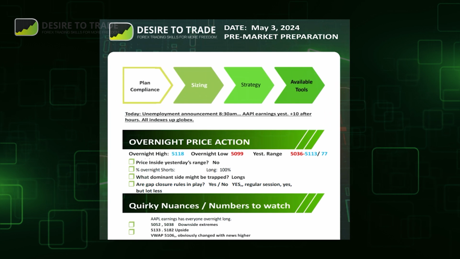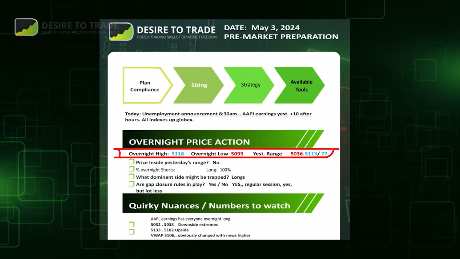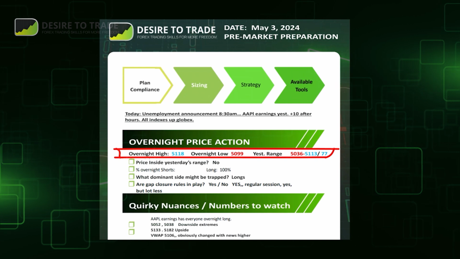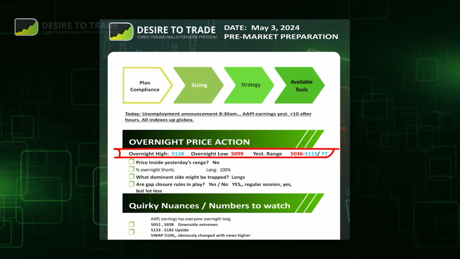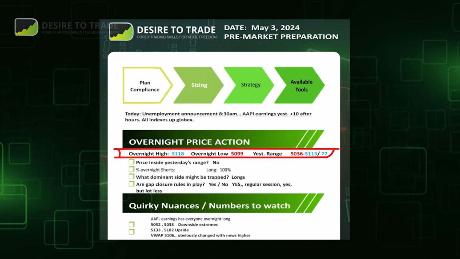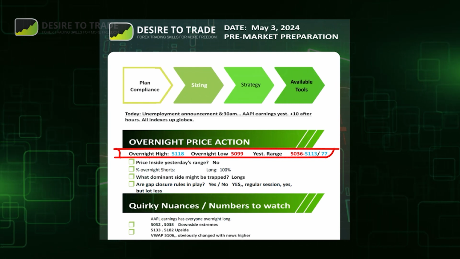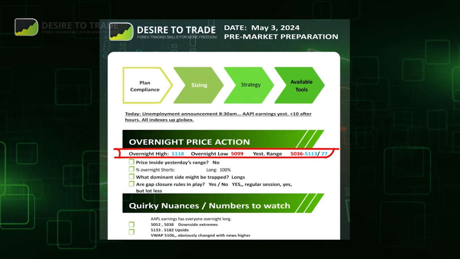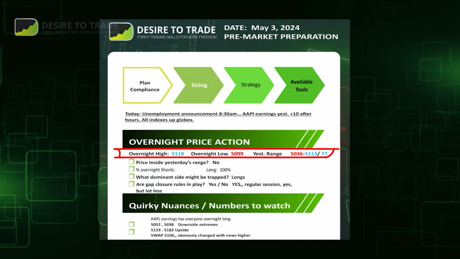So real quick, overnight high, overnight low. I want to know where we are in relation to the overnight. We're still in the overnight session, so that can obviously change. But the overnight high was 51.18 and the overnight low is 50.99. Very small range, which is very normal for pre-announcement kind of stuff.